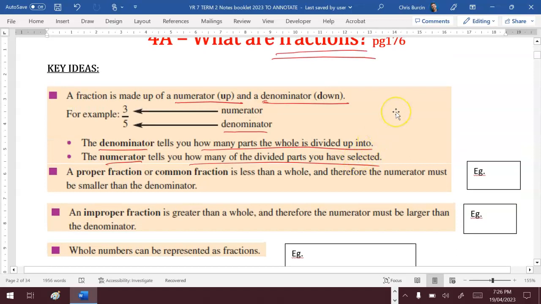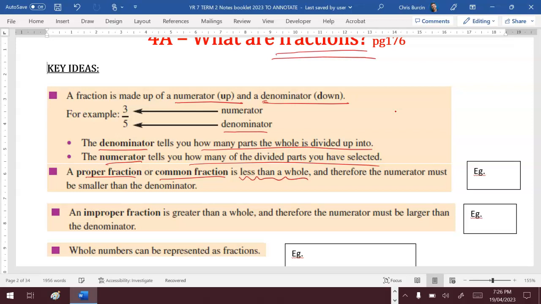There are two kinds of fractions. A proper fraction, also called a common fraction, is less than a whole. Therefore, the numerator must be smaller than the denominator. So this is an example of a proper fraction. Another example of a proper fraction is 1/2. Anything that has a smaller number on the top, 7/9.